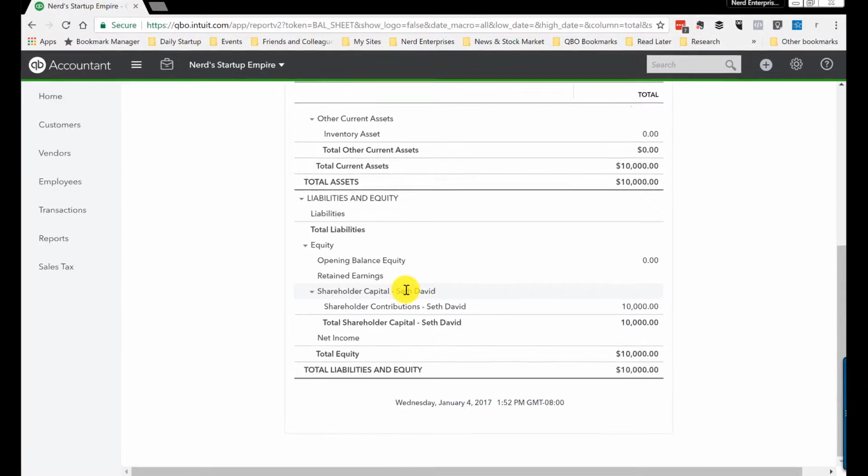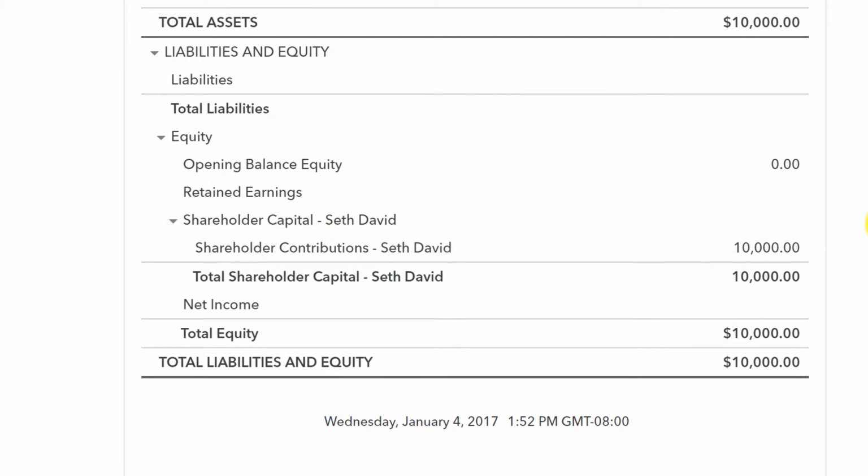Again, notice the structure, right? I have shareholder capital Seth David and shareholder contributions $10,000. It's very clear this is money that I've contributed into the business. If I put cash into the business, if I finance the business with $10,000, I increase the equity. So that's one way to increase the equity of your business, is to finance it, to put your own money into the business.